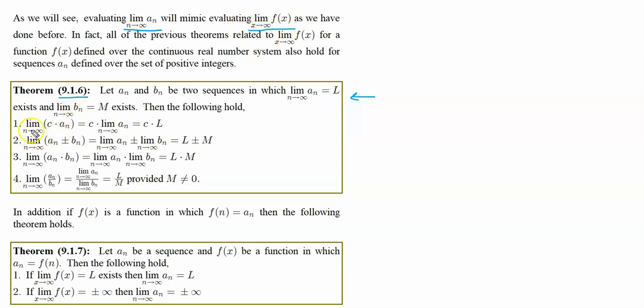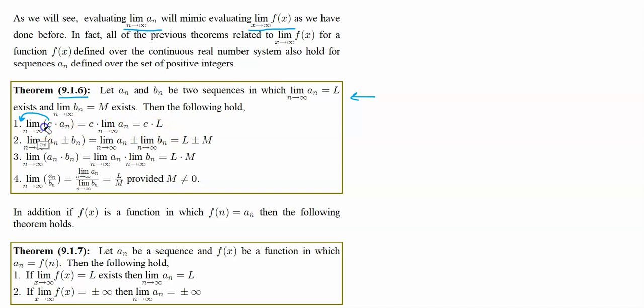So for example, if you look at the limit as n goes to infinity of some constant times a sequence, you can move the constant out in front of the limit and just evaluate it like this. See that? Just move the c out in front of the limit, because the c does not involve the n, so it can be moved out in front, and you get your limit of this sequence is c times L. Okay, assuming that the limit as n goes to infinity of a sub n is L.